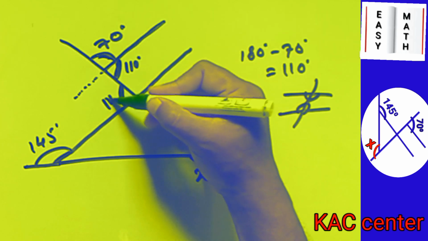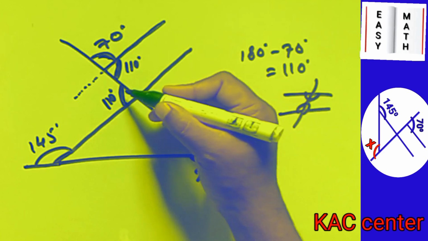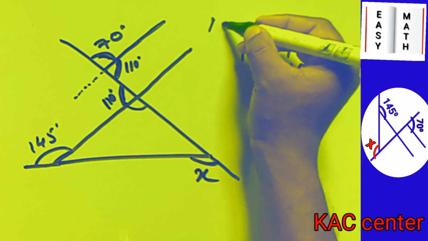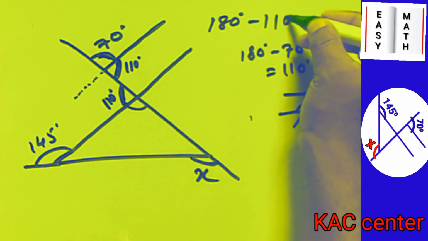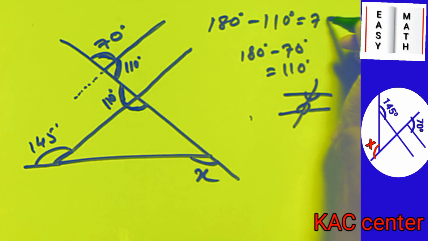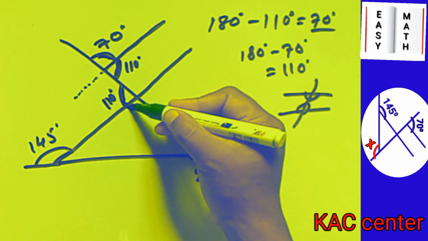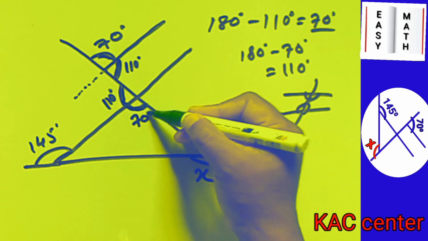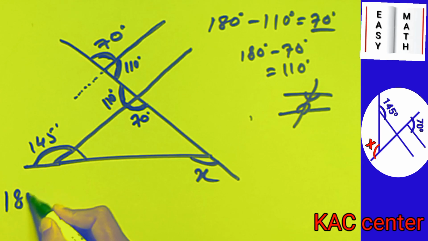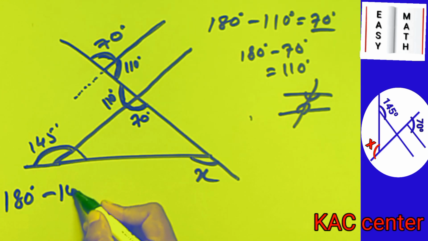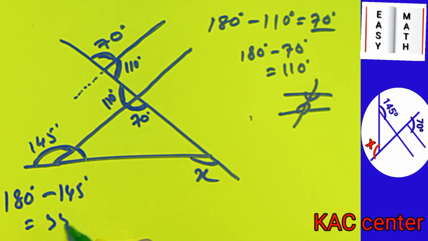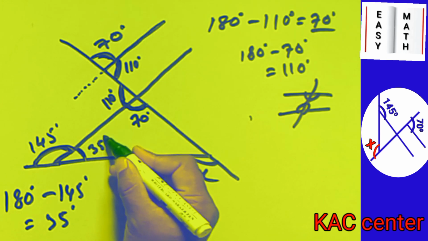So this is the, and now this total is 180 degrees and minus this. So this value is 70 degrees. So you can write this value is 70 degrees. And this is the total, and minus this 1/5. So this angle value is 35 degrees.